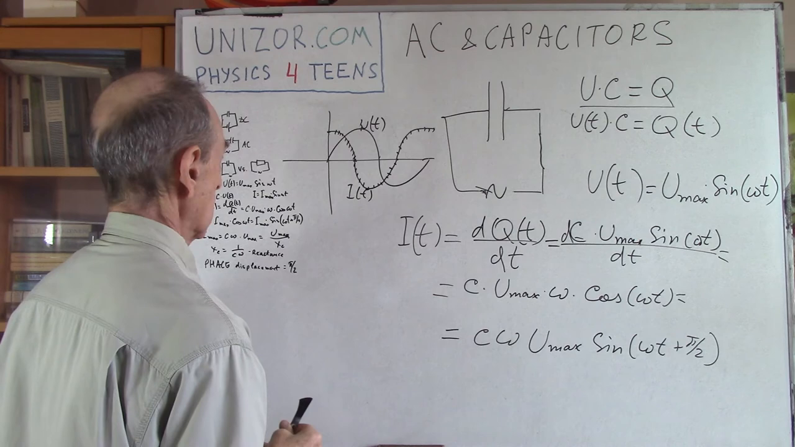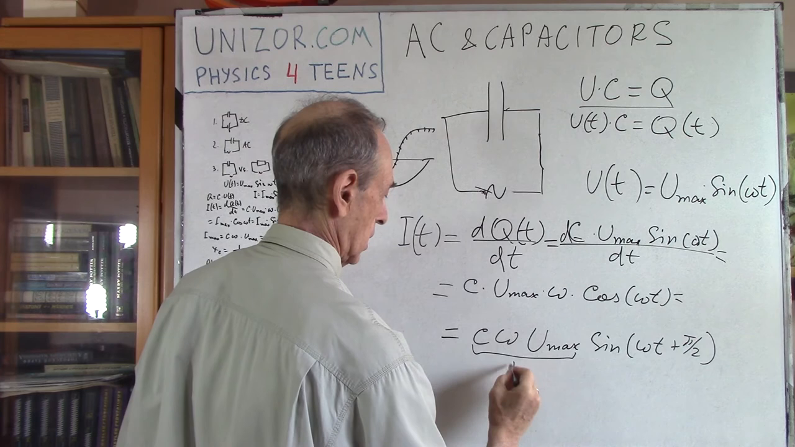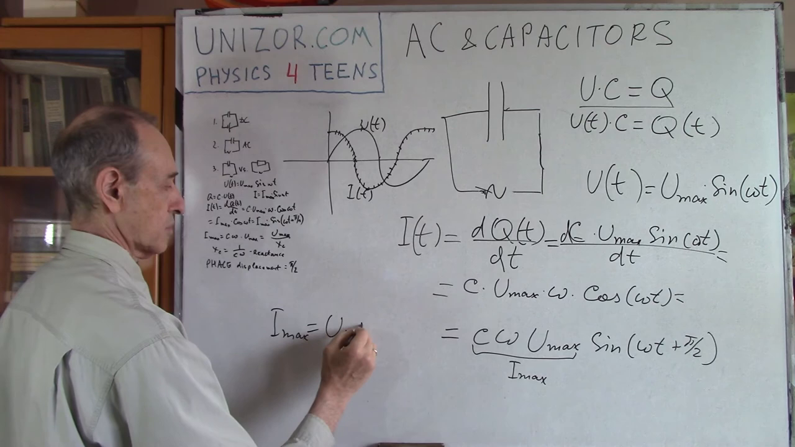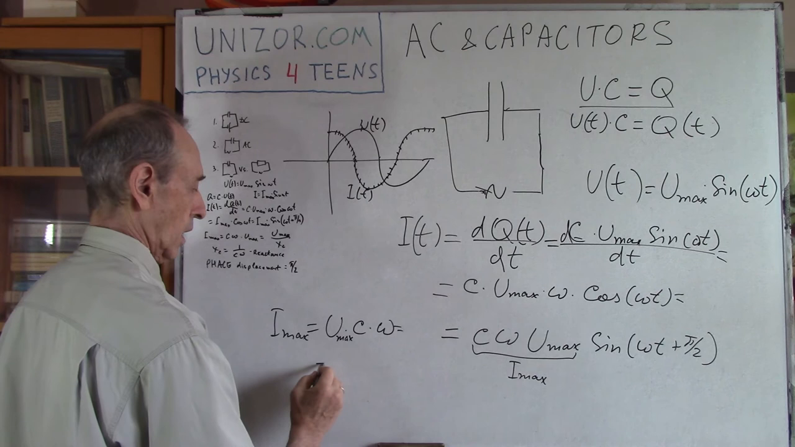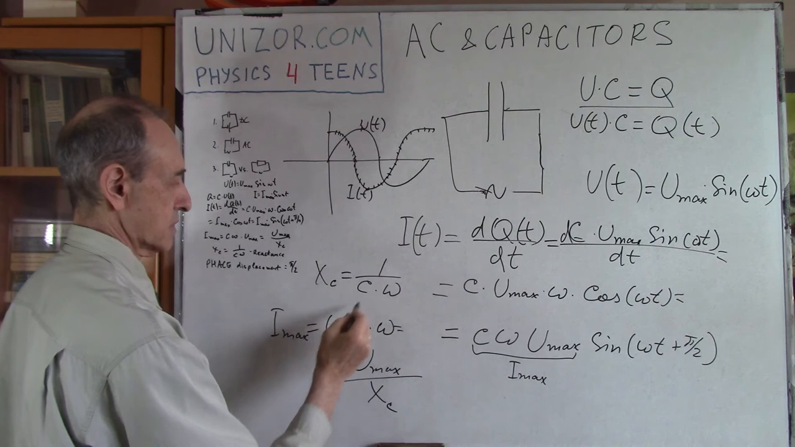Okay, what's left? Basically that's it. The only little thing is, this is obviously called I max. So I have this I max equals U max times C times omega, or U max divided by XC, where XC is 1 over C omega. C is the capacity, omega is angular speed.